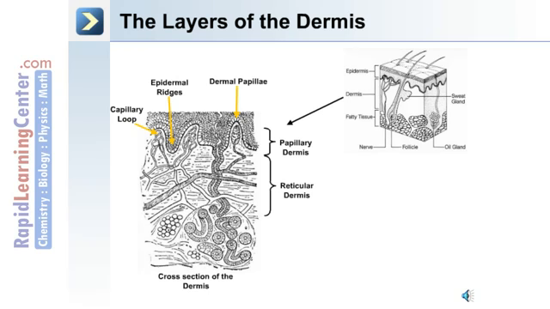Here's an enlarged image of the dermis to reveal the different layers. The papillary dermis is in conjunction and in a border with the epidermis. The next deeper layer is the reticular dermis. Also evident on this image is the dermal papillae, which extend up into the epidermis, and the epidermal ridges, which extend down into the dermis. Within the dermal papillae are capillary loops.